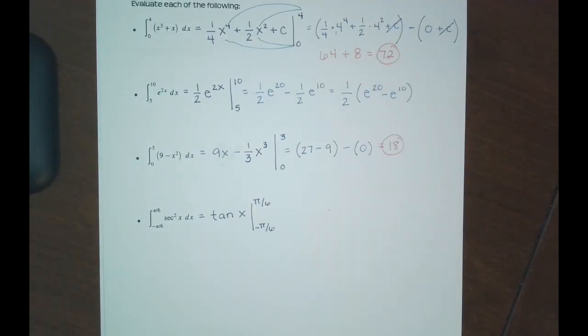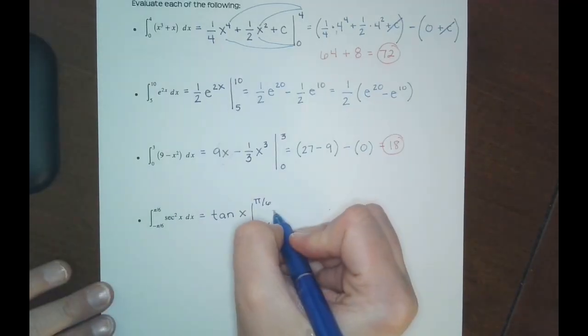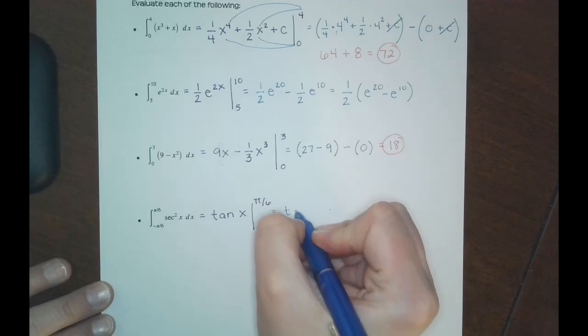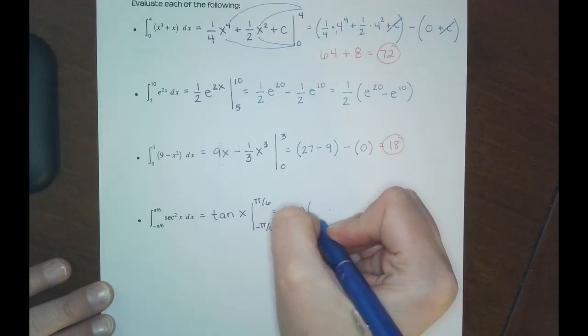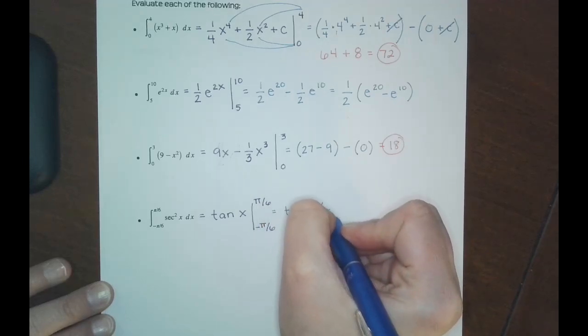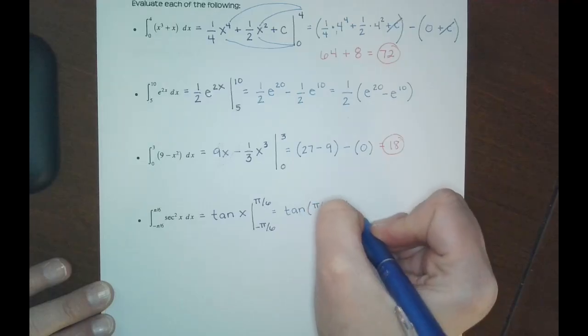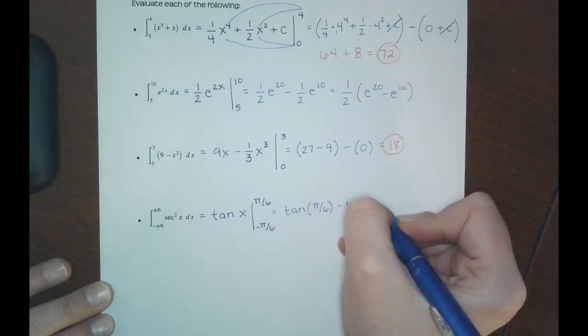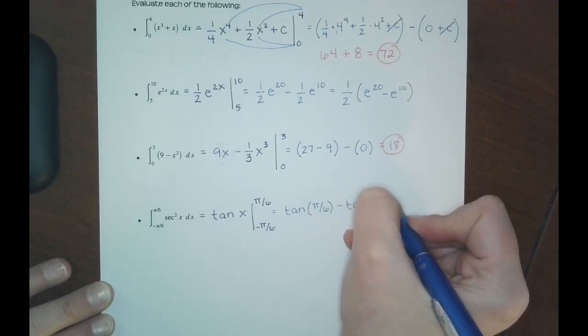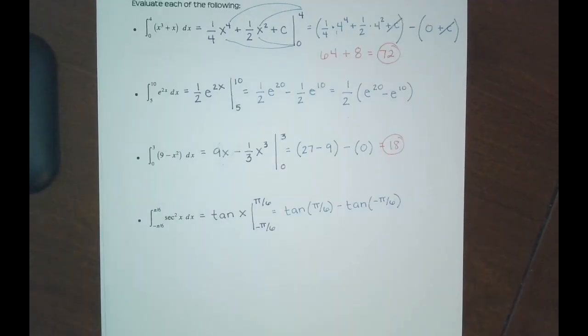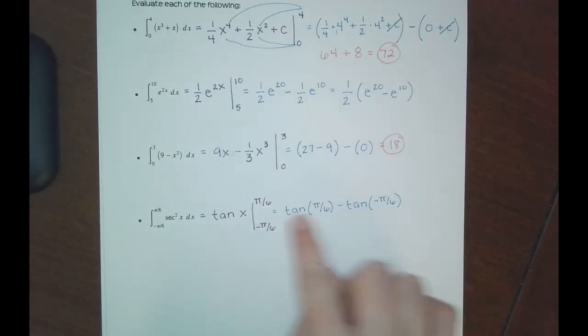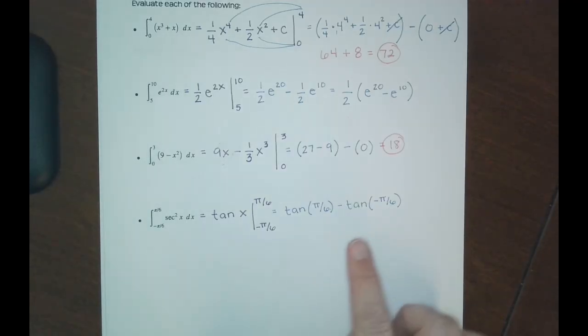Okay, you would be well within your rights to write this answer like this: tan of pi over 6 minus tan of negative pi over 6. And then walk away and don't do anything else with that. That answer is valid. Once you've plugged the numbers in, you're good. But this type of thing will almost definitely show up in the multiple choice section.